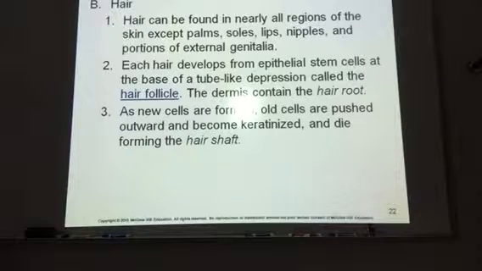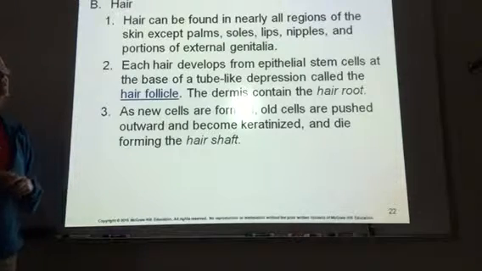Second accessory organ, hair. Hair is found in almost all regions of the skin. There are a few exceptions. A lot of it includes the genital area and nipples. Also lips. Your lips do not have hair. Soles of your feet do not have any hair.